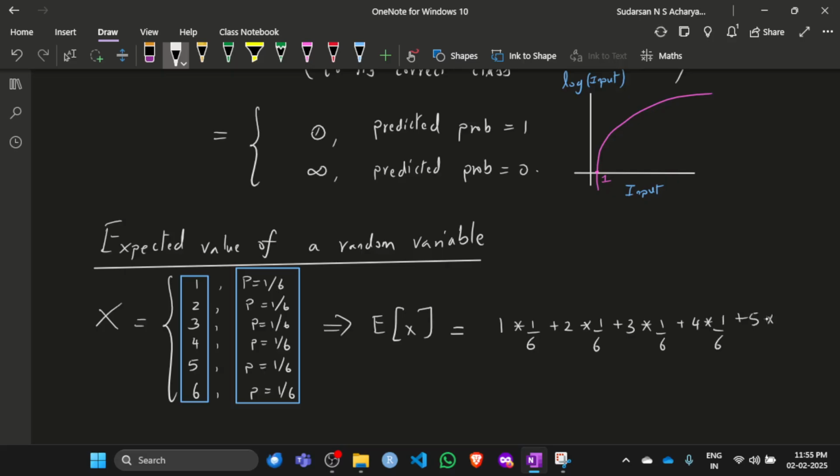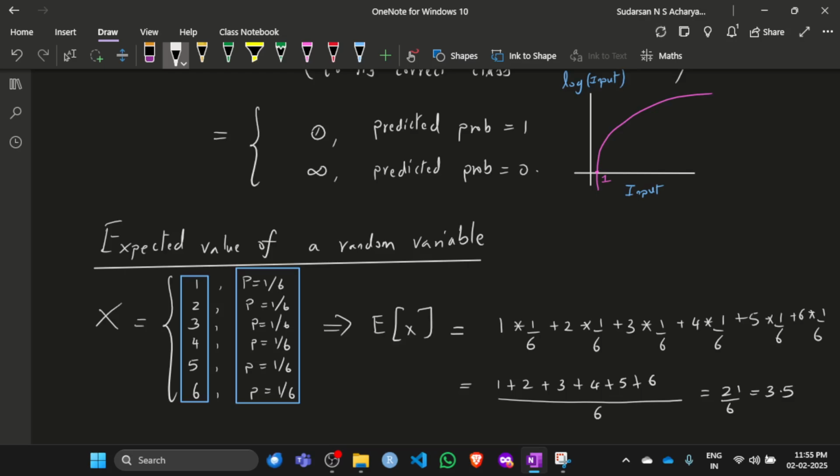So 5 with a probability 1 over 6, and 6 with a probability 1 over 6. So in this case, it's just the sum from 1 through 6, like so, divided by 6. So this is 21 over 6, and the answer is 3.5.